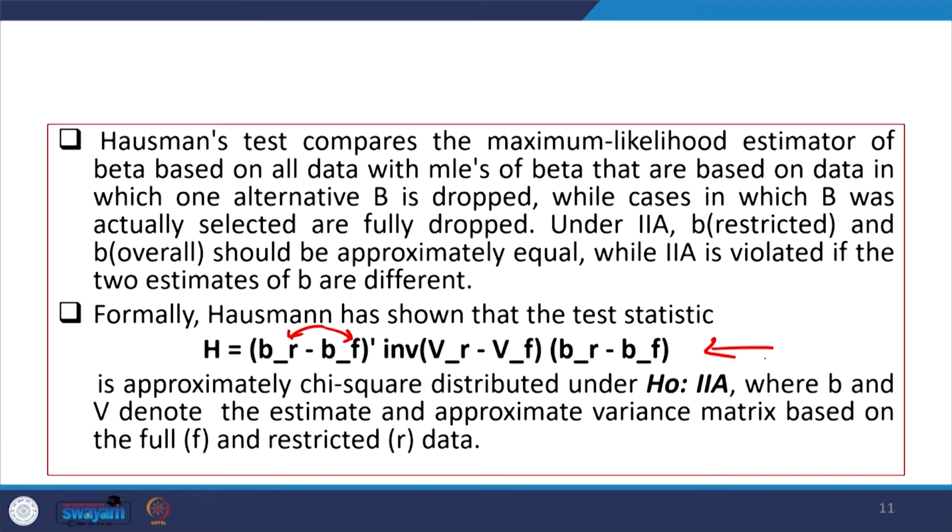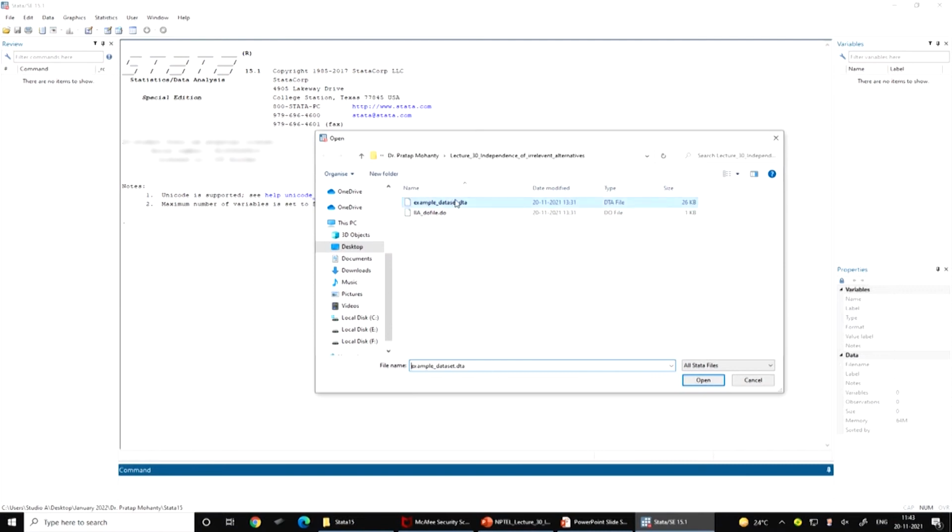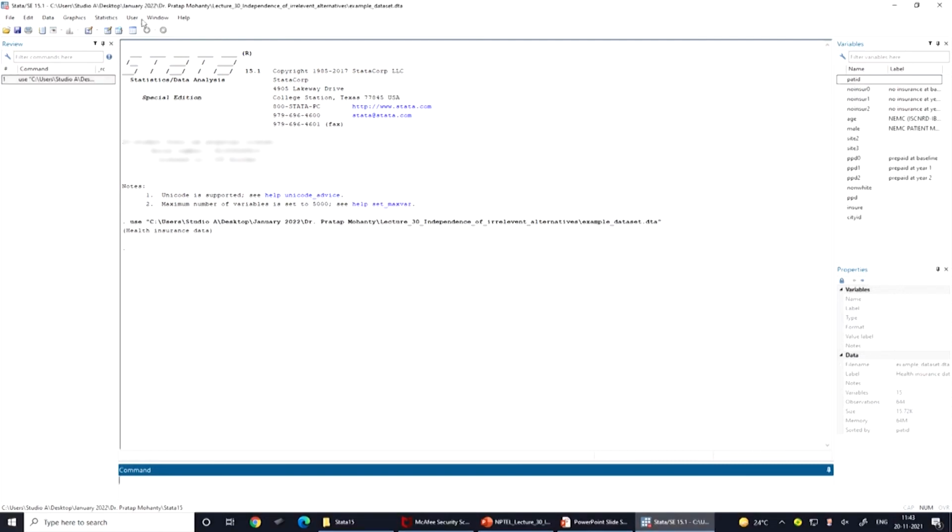In this session we are going to clarify this through our approach. Here are the details on your screen. We have opened a data window, and now we are going to open the sample data set, which we will also share with you. It is based on insurance, which you have already discussed. There are two insurance choices, and if including the third choice does not make much difference, that means there is independence of irrelevant alternatives.